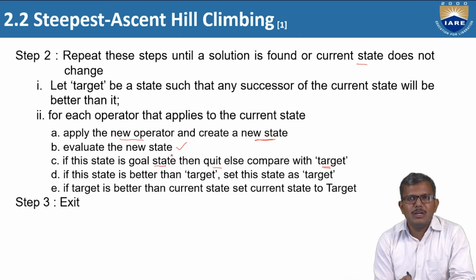We apply some operator, generate the new state and evaluate it by comparing with the goal state. If this is not the goal state, you have to keep on comparing with the target one. If the state is better than the target, then your state is the target state. If the target is better than the current state, then we can say that the current state is a target state. Then finally, you can do the exit process.